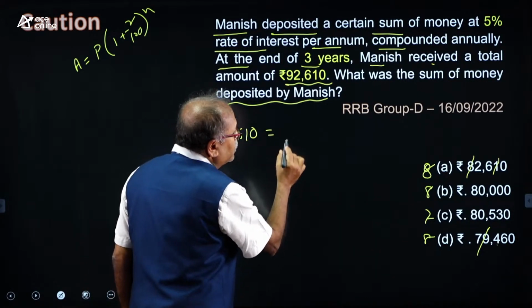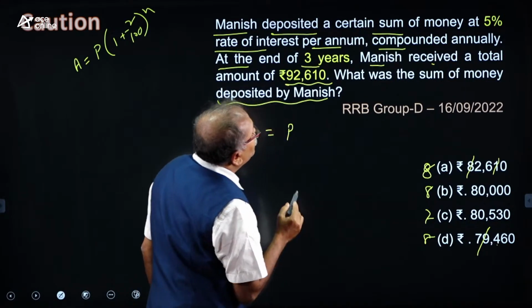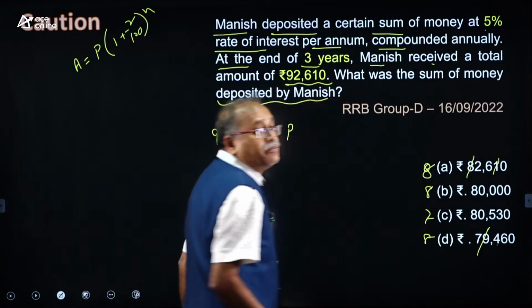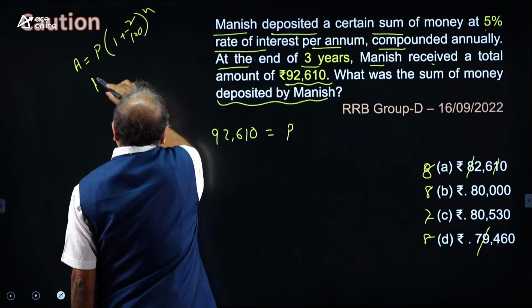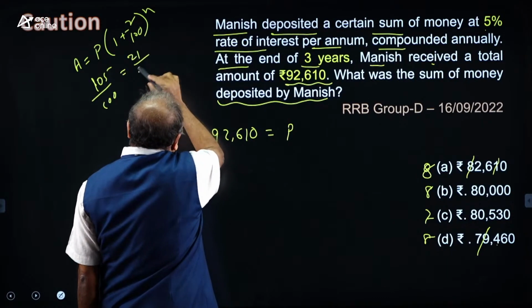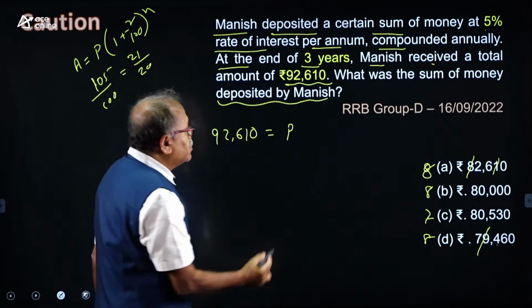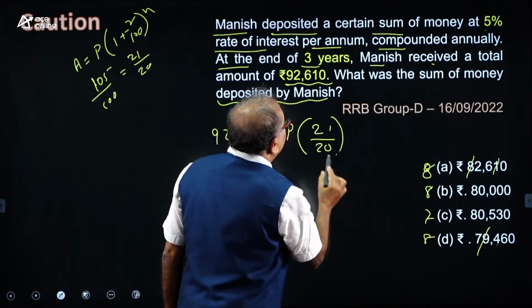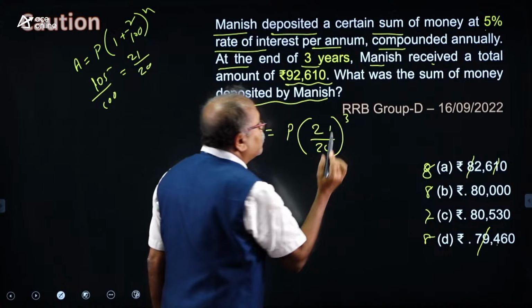Let us apply this one, that is 92,610 amount is equal to P into, what is the rate of interest here? The rate of interest is 5%, that means 105 by 100, which is nothing but 21 by 20. So, directly write down 21 by 20 and here 3 years, to the whole power 3.